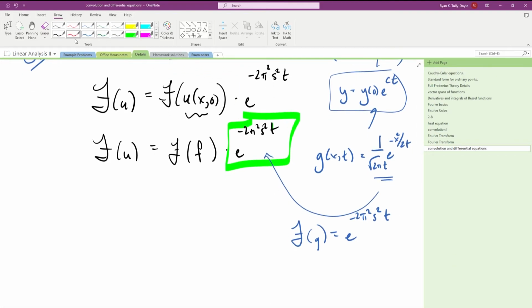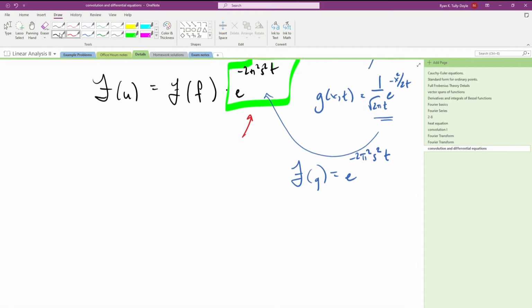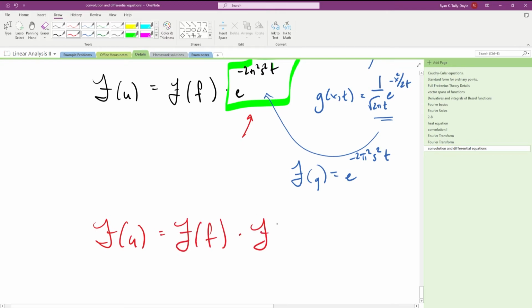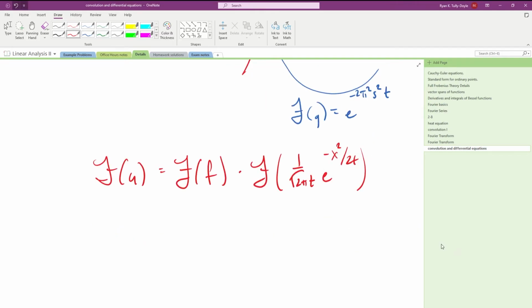So, having carefully recognized with our deep well of knowledge about the tables of Fourier transforms that this is itself a Fourier transform, that means that we can write down that the Fourier transform of u is equal to the Fourier transform of our initial condition f times the Fourier transform of the function 1 over the square root of 2 pi t e to the minus x squared over 2t. But now, since the Fourier transform of u is a product of Fourier transforms, then that must mean that u is the convolution of the functions.